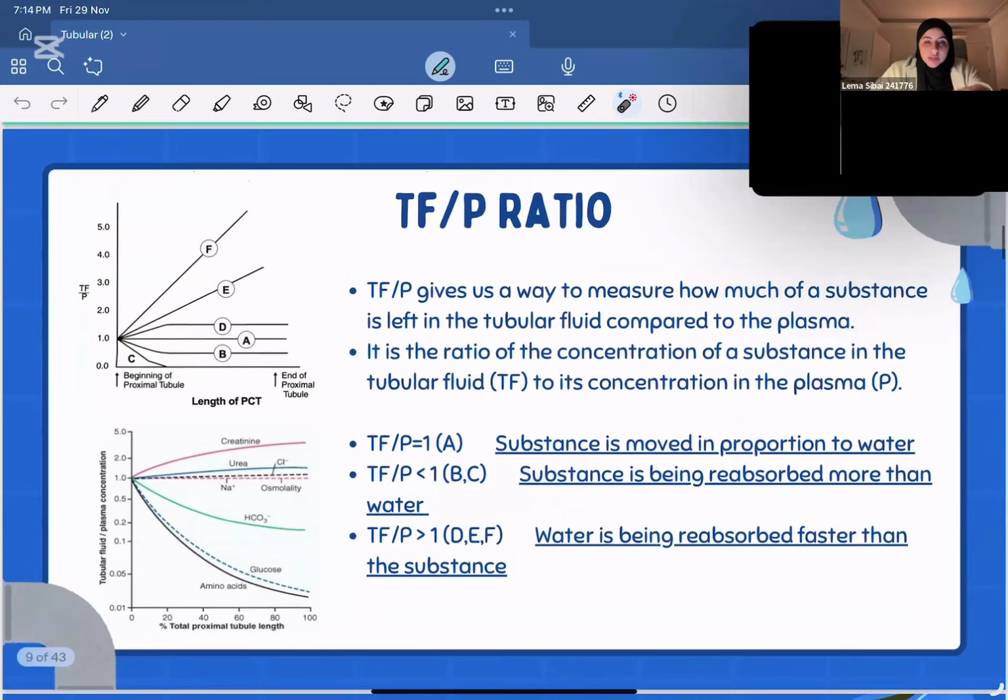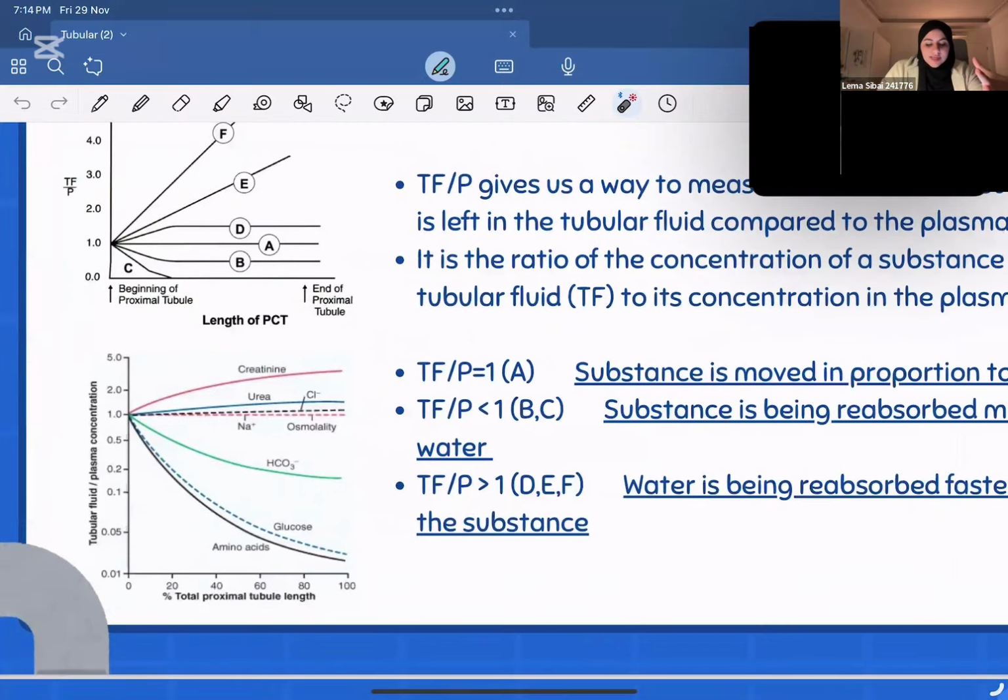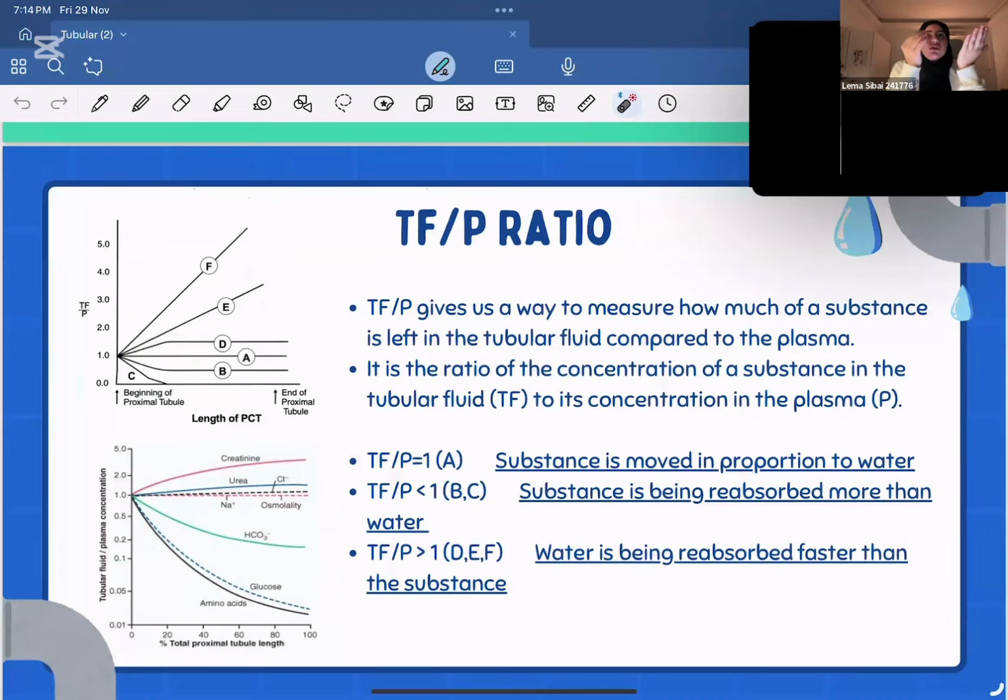Okay? So a concept that your professor explained was tubular fluid over plasma ratio. This is what TF over P stands for. When I first saw this, our professor didn't go into that much detail, but I'm going to go into a lot of detail. Essentially, it's a measure of the concentration of the tubular fluid, the fluid inside of the nephron, in comparison to the concentration of solute in the plasma.